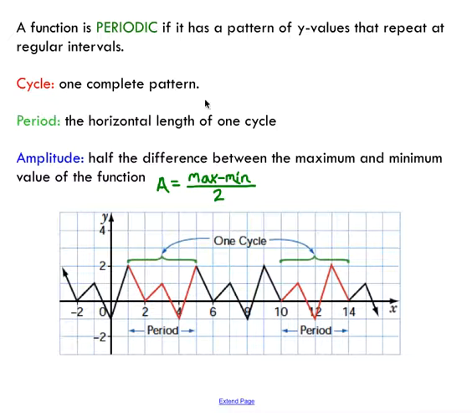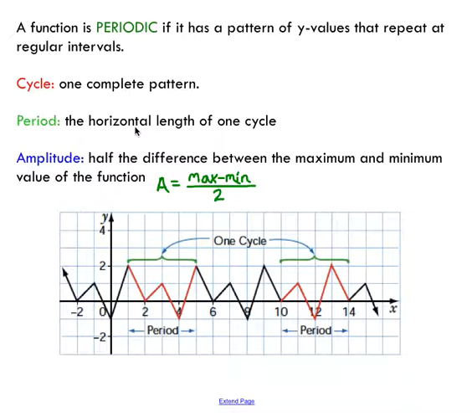Okay, a term that we use to describe periodic functions is a cycle. This is one complete pattern. So you can see on this graph here, this red portion is one complete pattern before the pattern starts over again. Okay, you can see I've got another one here, starting at 10 and I finish at 14. As long as you can pick out one complete pattern, that's considered a cycle.